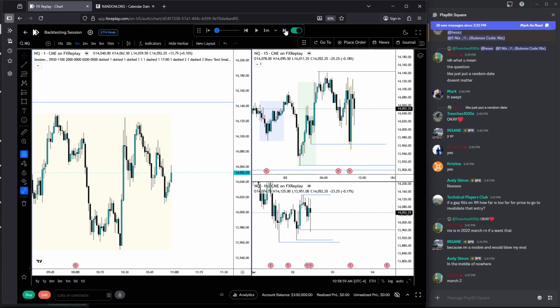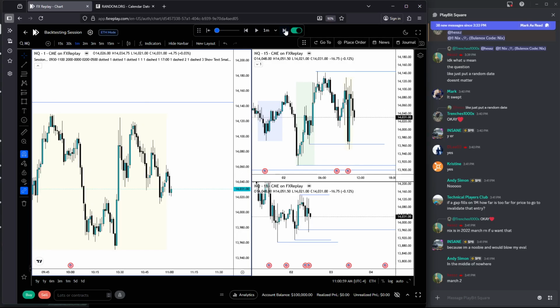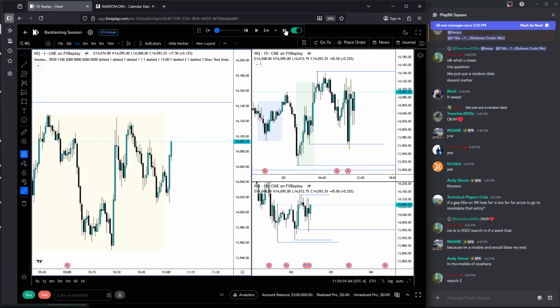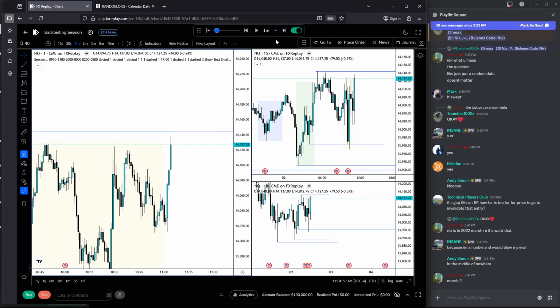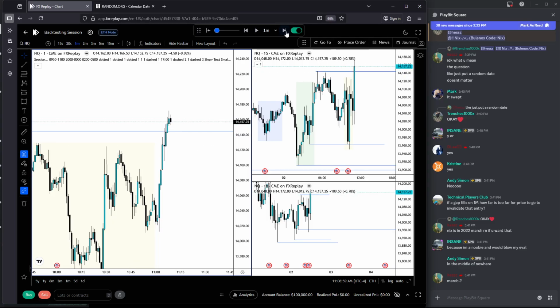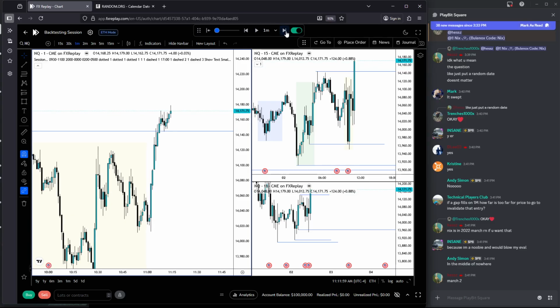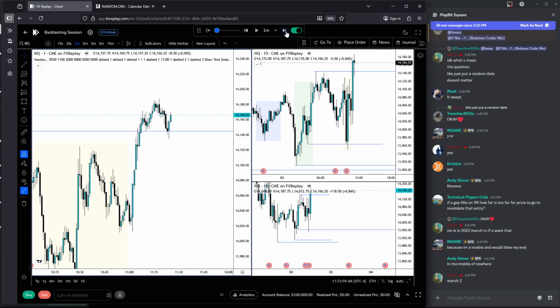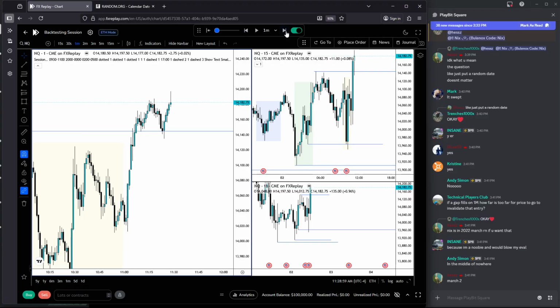See, now this one's much better, but I don't like it. Let's see. What is this momentum here? Okay, nothing there yet. So we're out of session now. So what I will do is just go to the next day, and that is fine.